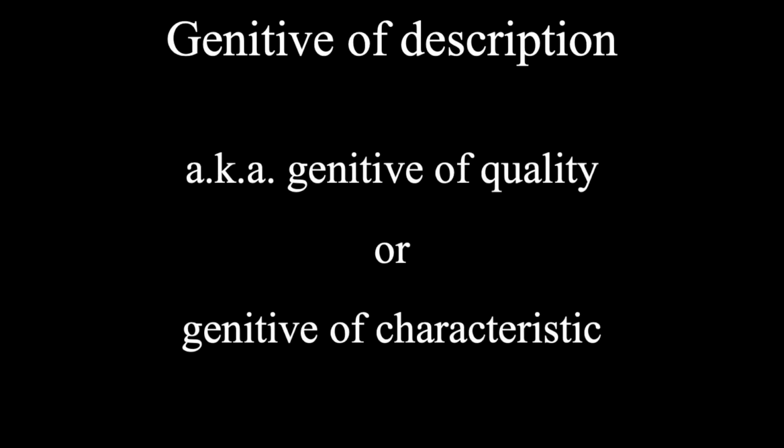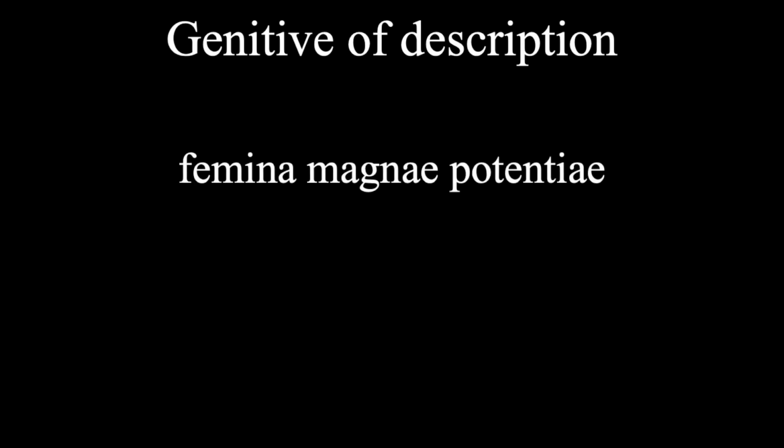Another use of the genitive case is the genitive of description. As the name would imply, it's used to describe someone or something. Sometimes you'll see it called the genitive of quality or the genitive of characteristic, but they're all effectively the same thing, so call it whatever you want. These are fairly easy because you can virtually always translate them by just adding the word of, and you get something like this. Femina magnae potentiae.